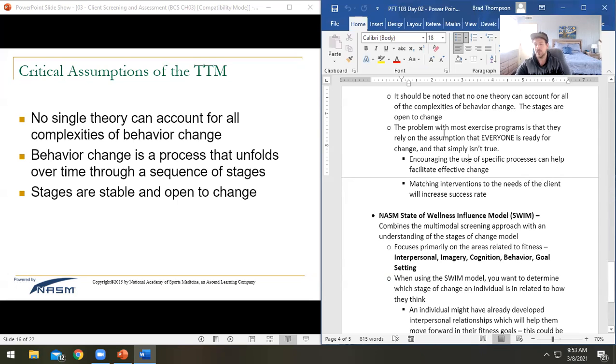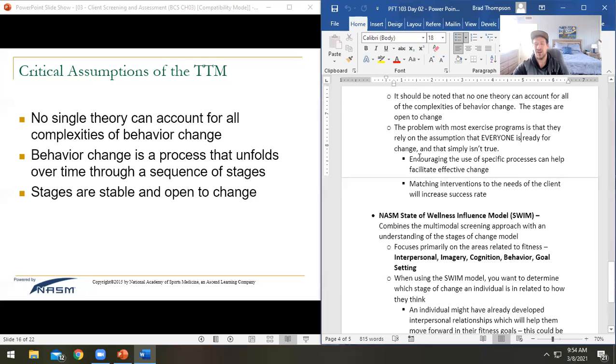The problem with most exercise programs we run into, like I said, is that it relies on the assumption that everyone's ready to change, right? Everybody's ready to, like, I wrote the world's greatest program, so you should be able to do it, right? That's just not how people actually work, you know?